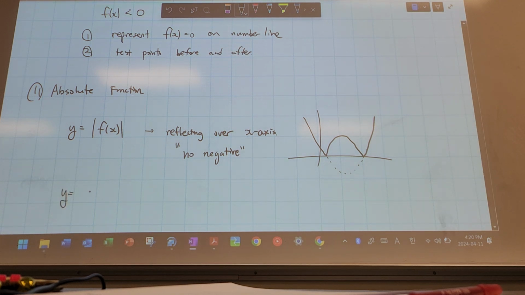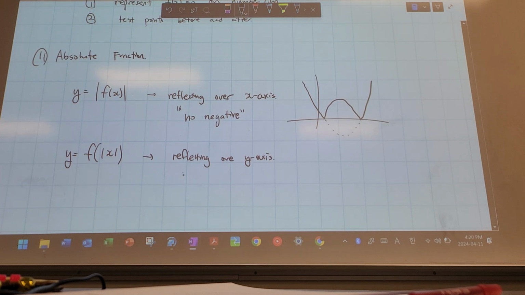Whereas the other one is the absolute value of x, which has a weird shape as well. It just seems like we do the reflecting over the y-axis, so it's not really the same. It is true that we're reflecting over the y-axis, but it's not going to be like no negative. I think it's just copy the positive side.